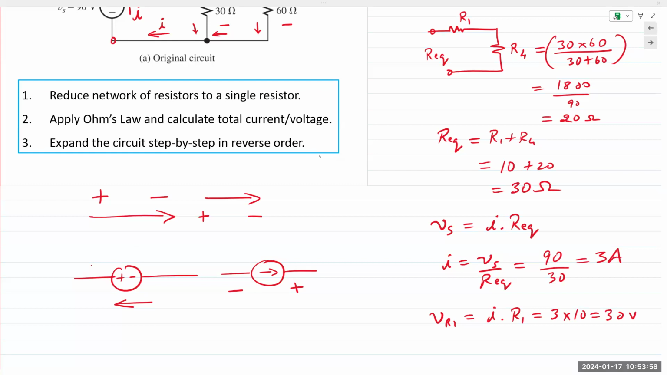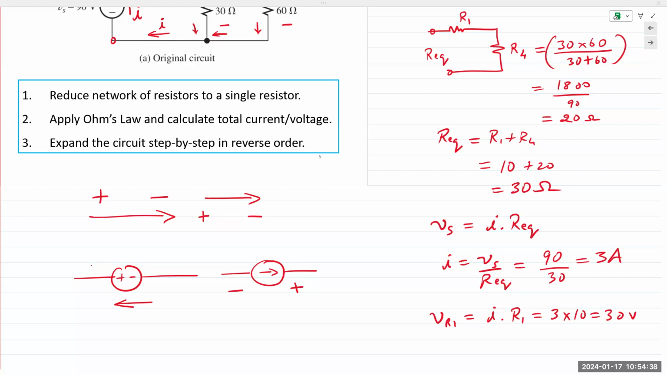Any questions? Make sense? Now, at this point, we have two options. We can either apply Ohm's law again and find the voltage across R2 and R3, or we can apply, anyone? Yes, we can apply KVL. We have 3 voltages in the circuit. We know 2 of them. We can find the third by applying KVL.